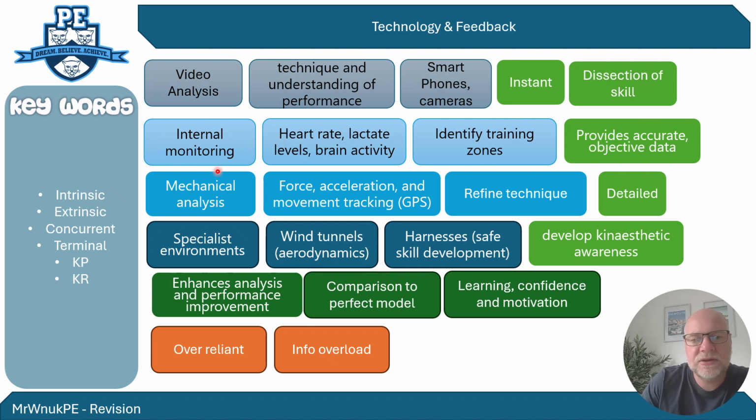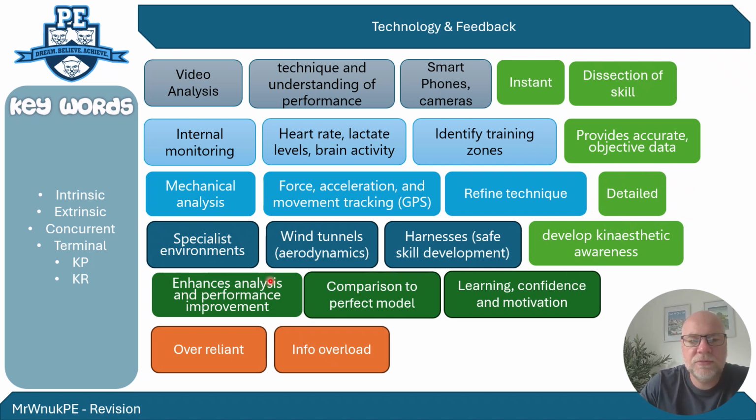Now this technology can help you with internal monitoring, so things like your heart rate, your lactate levels, etc. So once you've got your heart rates, you can work out the correct training zones, and this objective data can be really accurate and really helpful for planning training programs, and the link over to the anatomy and physiology aspects. And then linking into that more, you can use mechanical analysis to improve technique and biomechanics, etc. So you've got force plates, acceleration monitoring, GPS, movement tracking. All these sorts of things can help improve your biomechanical techniques, and that provides a really detailed breakdown of the skill acquisition and skill movement.